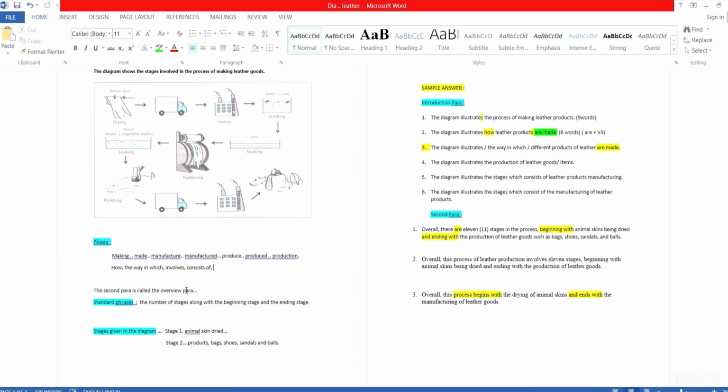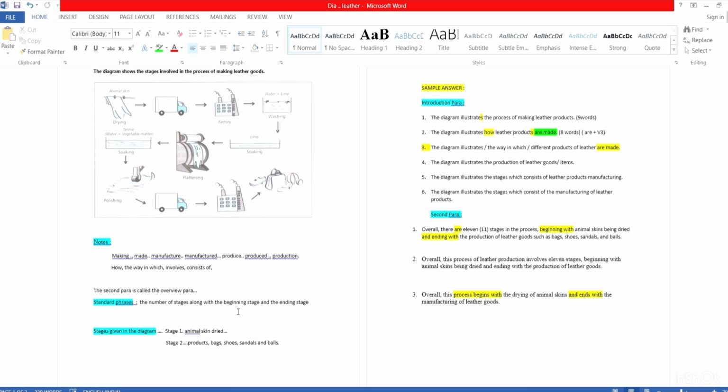Here, you will speak about the number of stages, the first stage of the production, and the final stage of the production. Children, again to tell you, there are different patterns of writing the overview paragraph, which we will see in our next class. As of now, keep the first step very simple and clear. So it is the standard phrase which we use, the number of stages. Along with this, we will explain the beginning stage and the ending stage.